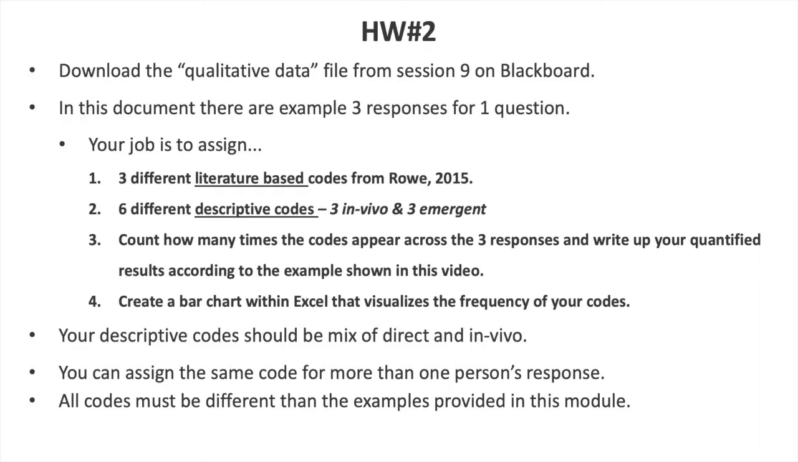And what I want you to do in terms of this document is take that qualitative data file from Blackboard and do your coding directly in that. So highlight and assign your codes right there. Don't create another document where you copy and paste the in vivo codes into a list or something like that. Just highlight and use the comment feature to identify your literature-based codes, and highlight your in vivo codes, and then use the comment feature for your descriptive codes for your own interpretation.